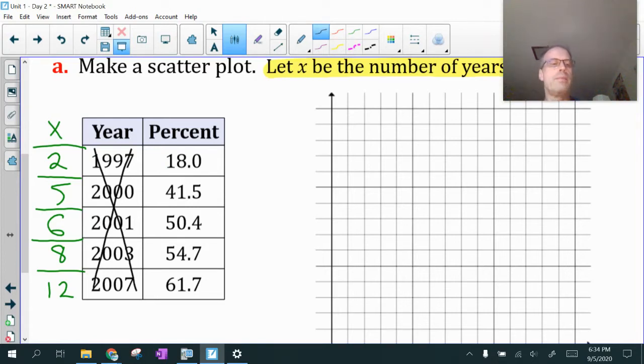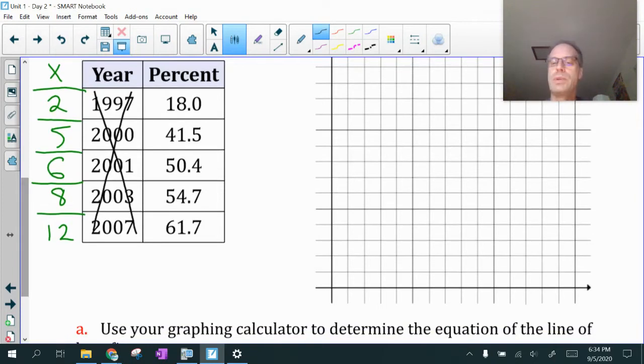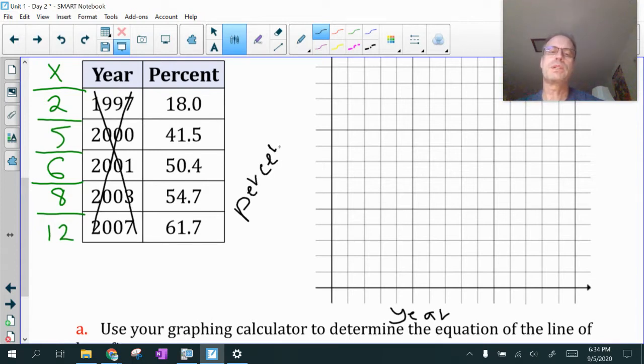Now, please understand that, once again, if we are doing this by hand, one of the things that's really critical to make sure that everybody understands what you're doing is you want to take the time to label your axes. So I'd say that that's going to be year, and this is going to be percent. And we go through and find things.